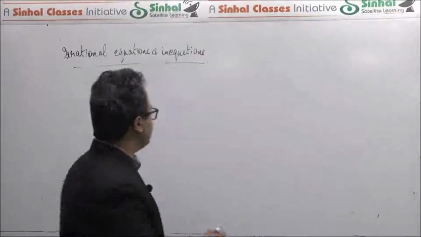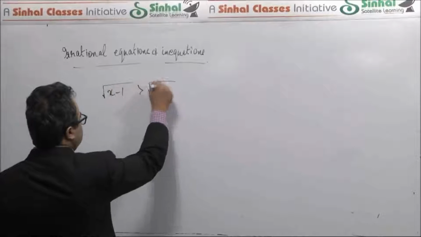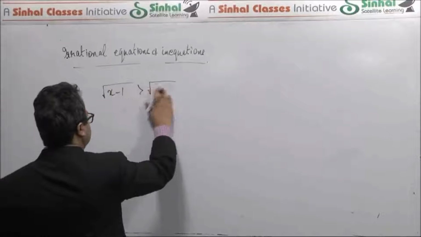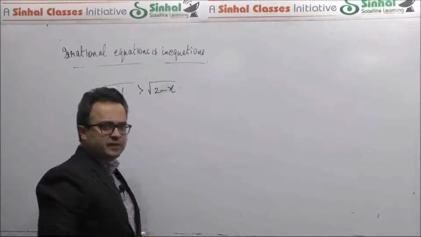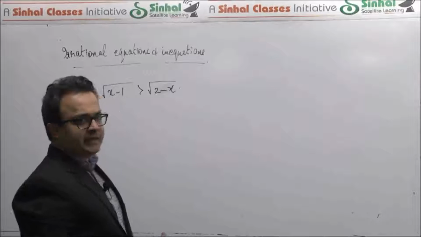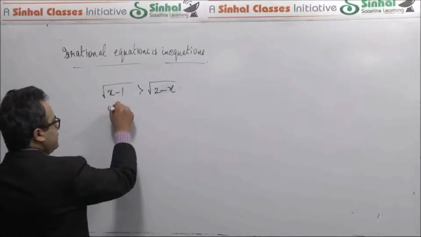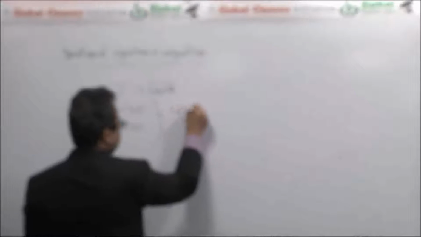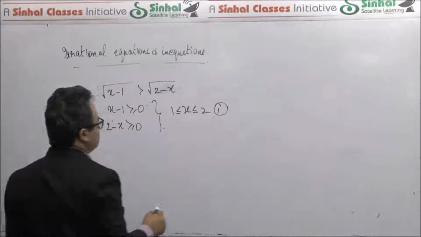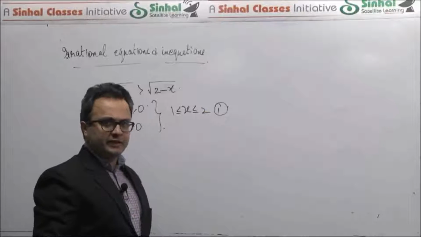Right, so let's take another example. Suppose this is the inequality: root of x minus 1 is greater than root of 2 minus x. So again, the first thing that we want to do is go to the feasible region. The feasible region turns out to be the set of values between 1 and 2, that's one thing.